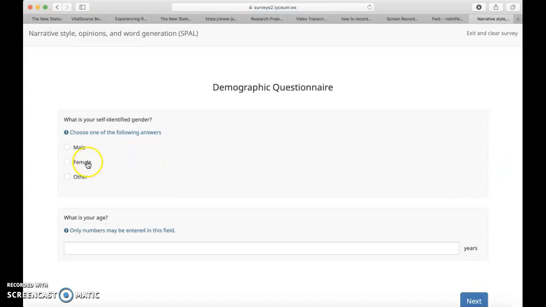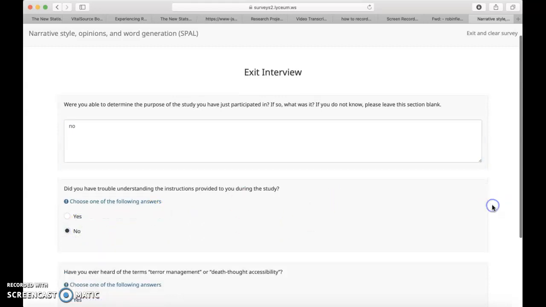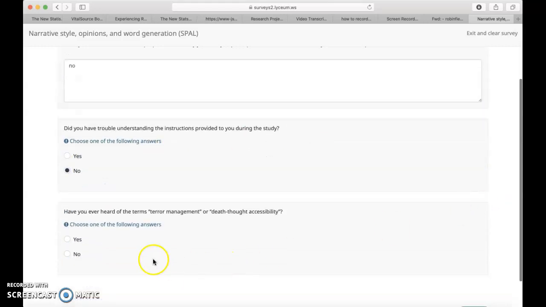After this, there are 2 demographic questions about gender and age. An exit interview is included to determine if any of the participants meet the exclusion criteria, with questions such as, did you have trouble understanding the instructions provided to you during the study?